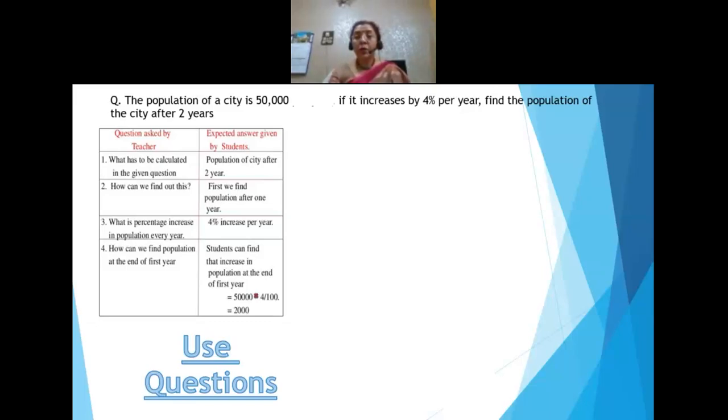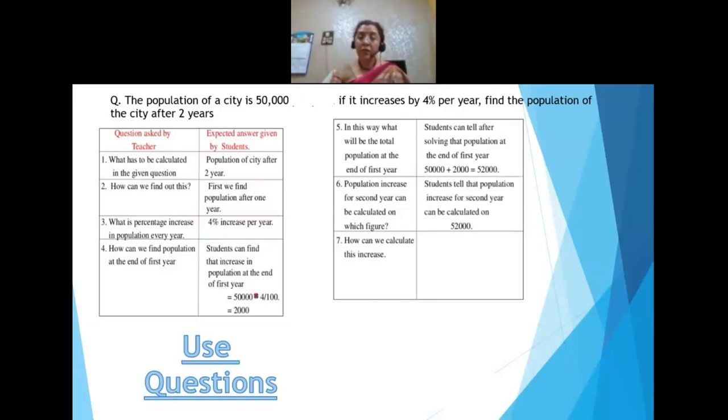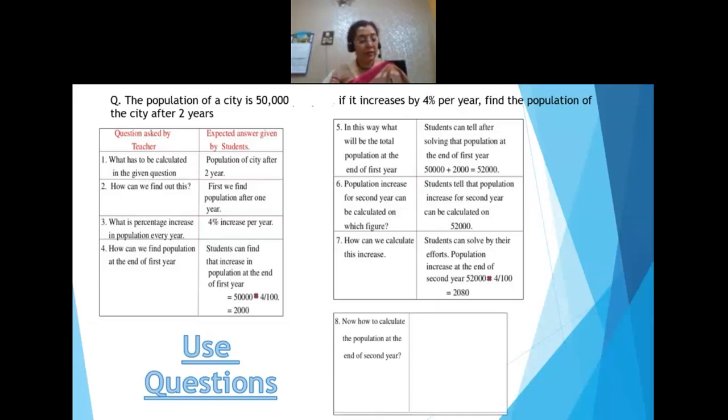Next question. In this way, what will be the population at the end of the first year? What is the population at the beginning of the second year? What is the increment in the second year? Then finally, what is the population at the end of the second year? See, a one-line question needs 8 questions to make it clear, but this is not always possible, otherwise the syllabus will never finish.